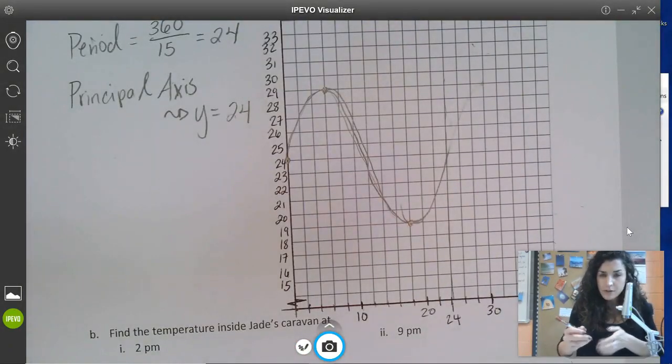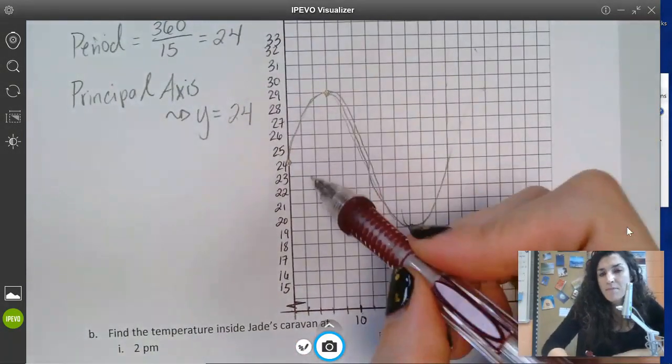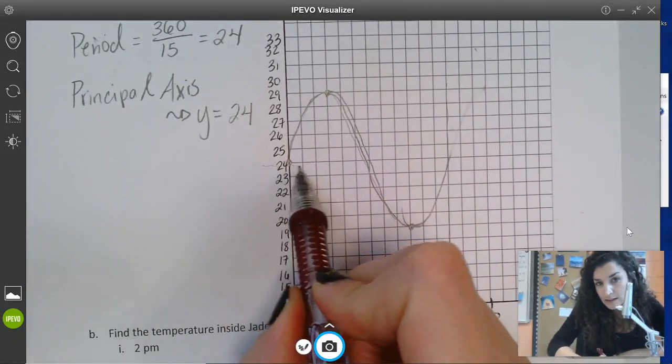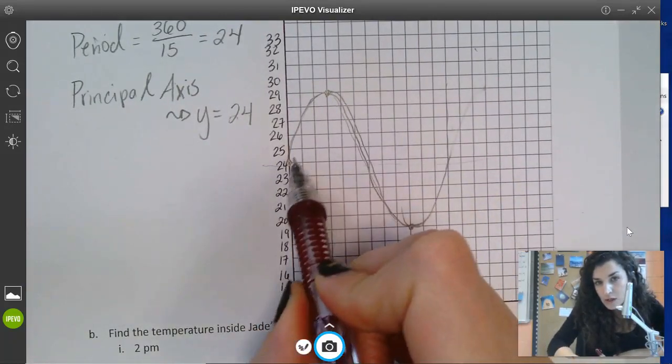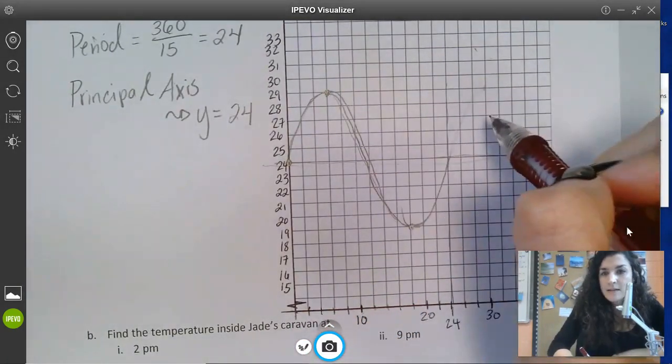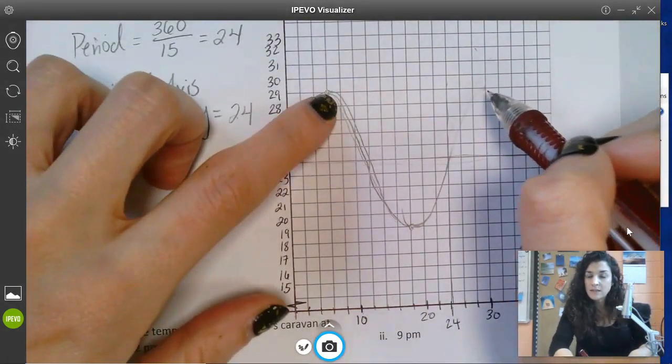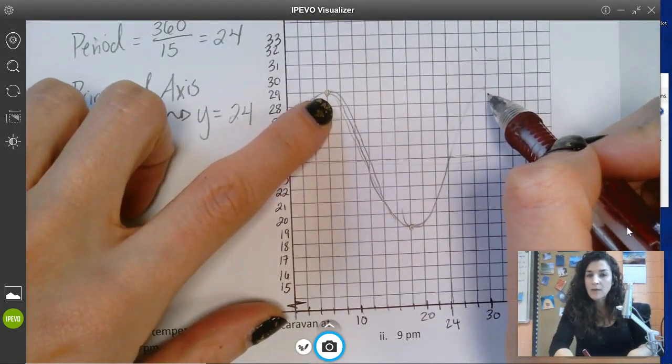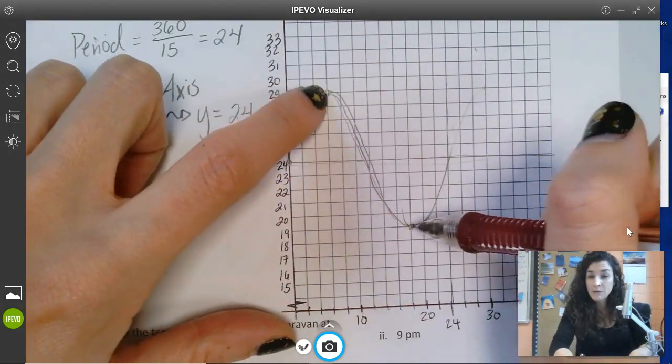Because it's cyclical, there's a few things. This is a middle ground. This is our principal axis, right? So we cross the principal axis at regular intervals. If it takes us 24 to go from 6 to 30, our period is 24. That means that half of the period, to go from a maximum to a minimum, would take half of that.